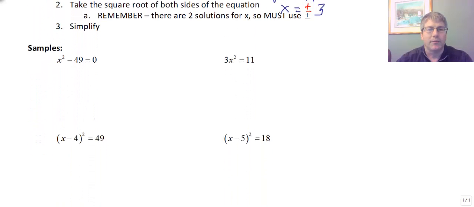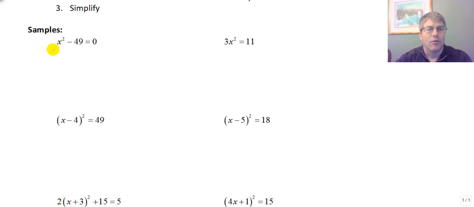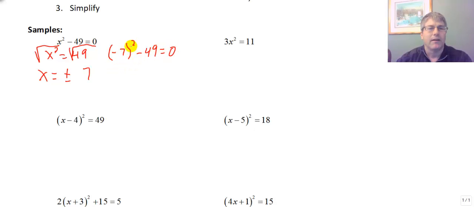So let's move on to some sample problems, and let's go ahead and solve these. So this one should be pretty straightforward. We'll add 49 to both sides. We'll get x squared equals 49. Take the square root of both sides, and we get x equals plus or minus 7. And we can check by even just putting negative 7 back in for x. Is that the case? Well, sure enough. Negative 7 squared is positive 49. So we get 49 minus 49 equals 0. So it does check out.